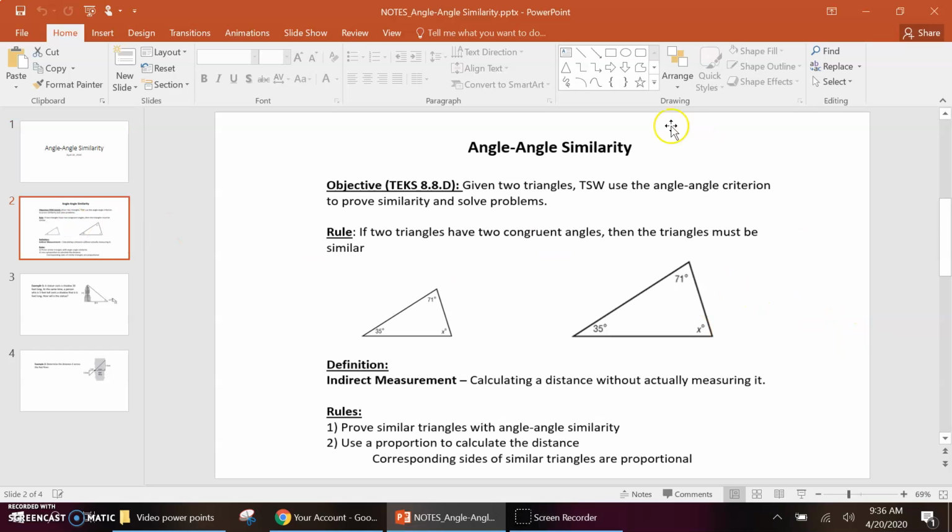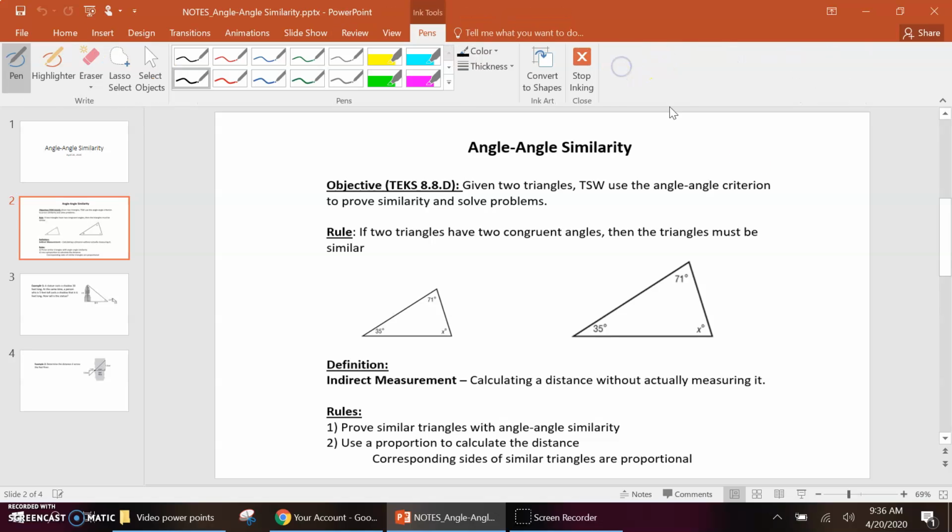So go to our first slide here, angle similarity. Given two triangles, the student will use the angle criterion to prove similarity and then solve problems. So here's your rule. If two triangles have two congruent angles, then the triangles must be similar. And the big deal here is if they're similar, you're going to be able to do a proportion to solve problems. So that's where this is leading.